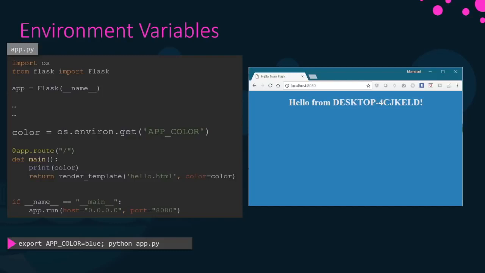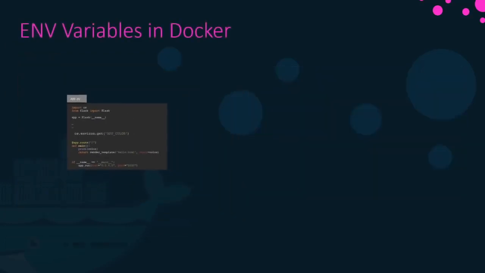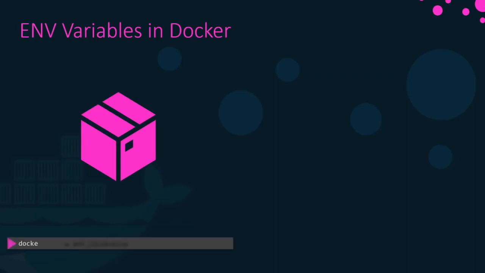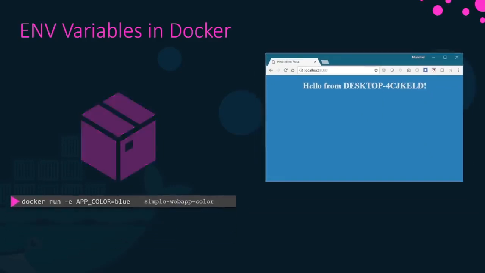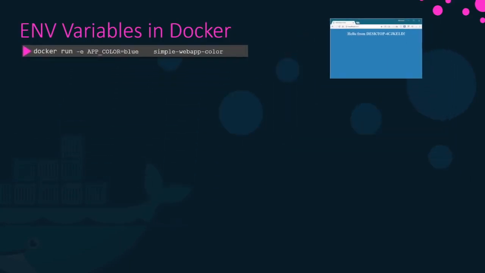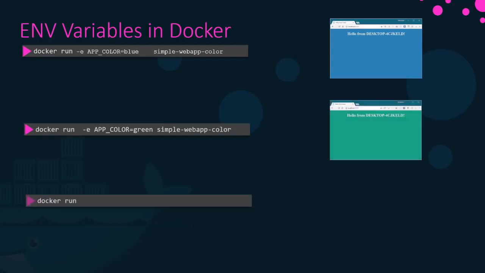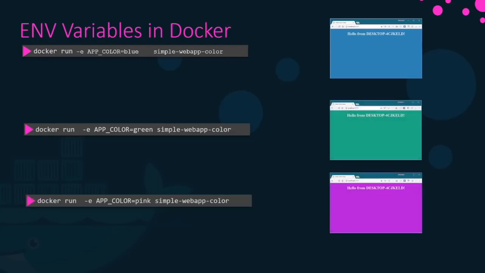Once your application gets packaged into a Docker image, you would then run it with the docker run command followed by the name of the image. However, if you wish to pass the environment variable as we did before, you would now use the docker run command's -e option to set an environment variable within the container. To deploy multiple containers with different colors, you would run the docker command multiple times and set a different value for the environment variable each time.